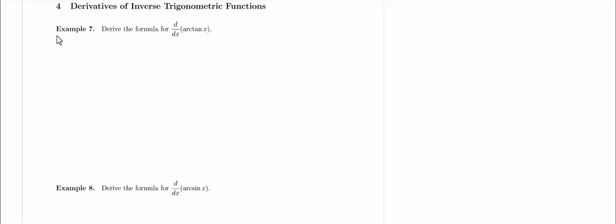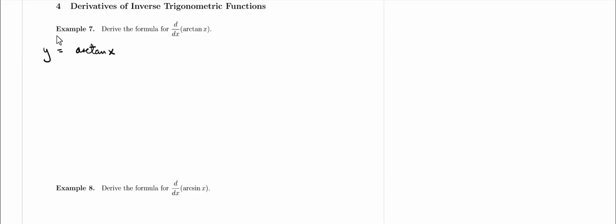Hi everyone, in this video we're going to be going over the derivatives of the inverse trig functions. I want to begin with example 7 by deriving the formula for the arctangent of x. The derivation here will not be anything too crazy, but it will require us to use implicit differentiation. I'm going to begin here by defining y as the arctangent of x.